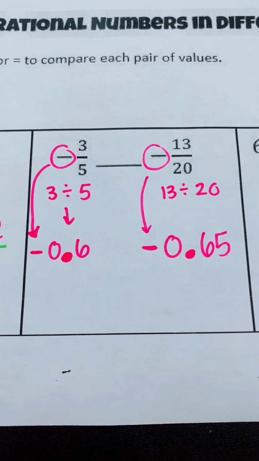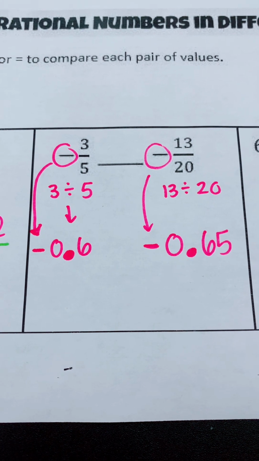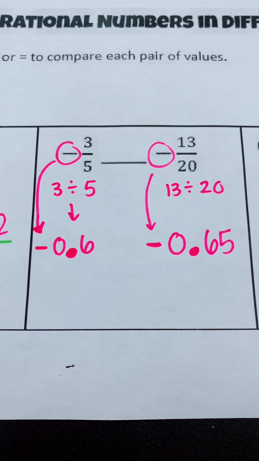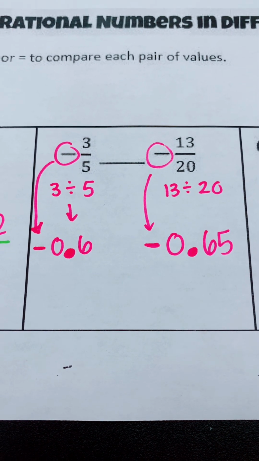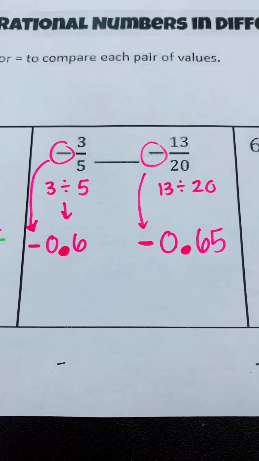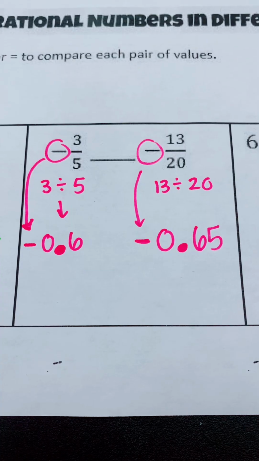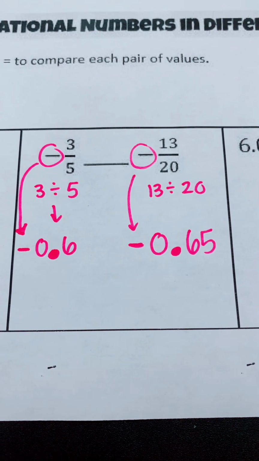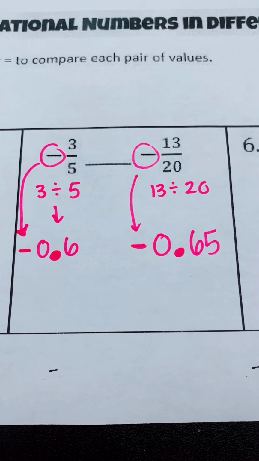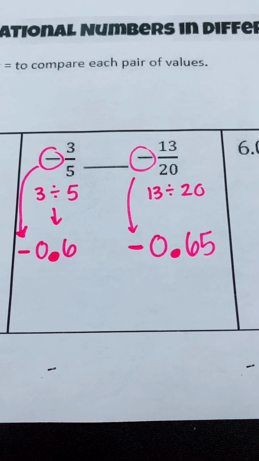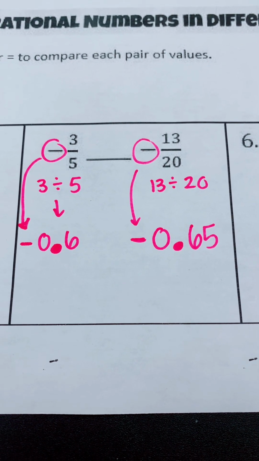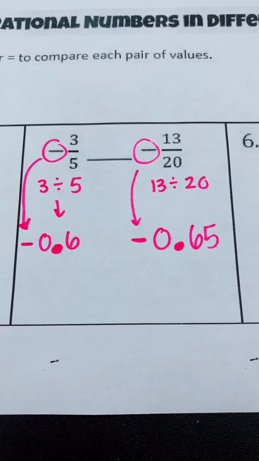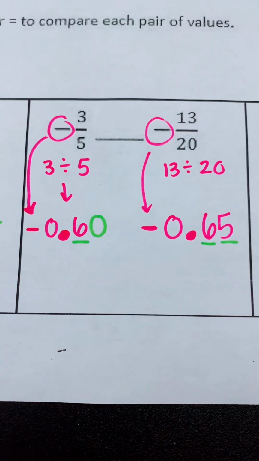When I divide 3 divided by 5, I get 0.6. Notice that 3/5 was negative, so I've brought down that negative to negative 0.6. Do not lose your negatives. 13 divided by 20 gives me 0.65. Again, that fraction was negative, so do not lose your negative. Make sure you keep it with the decimal version of that fraction.